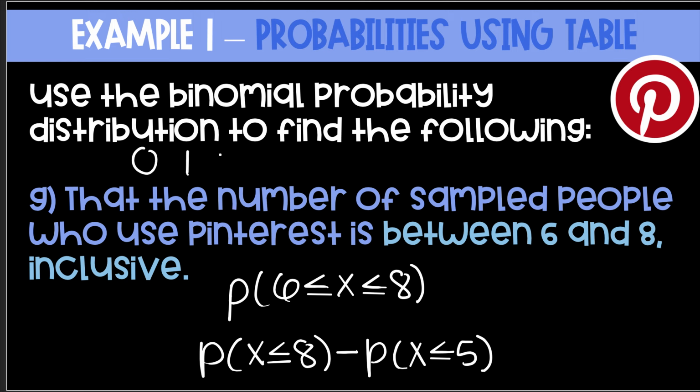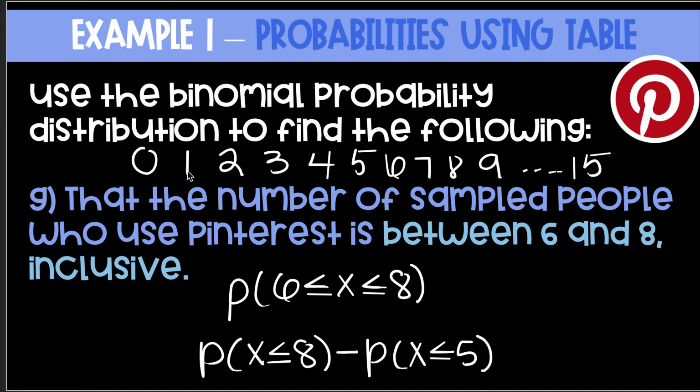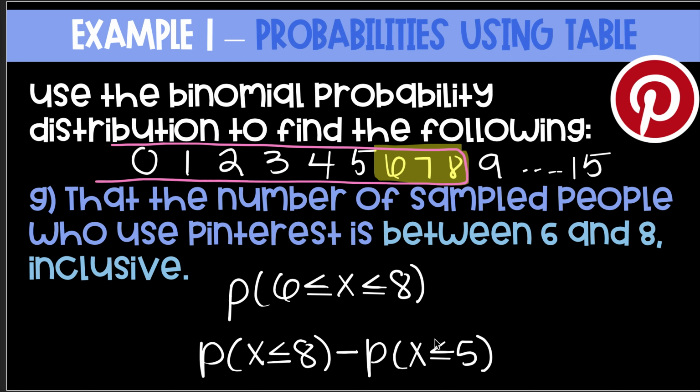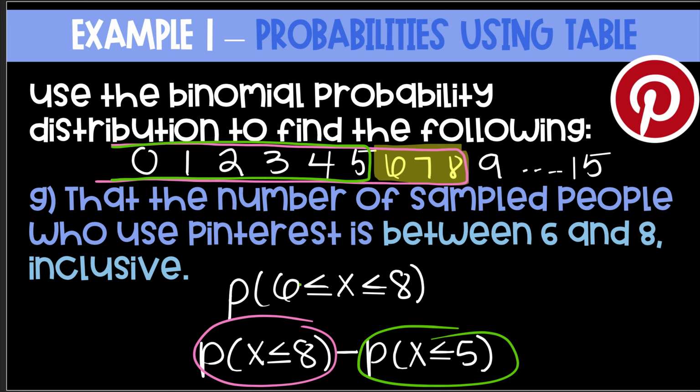This is because, let me highlight them. 5, 6, 7, 8, 9, all the way to 15 sample people. I want the probability between 6 and 8, including the 6 and the 8. I'm going to find the probability up to this point, which is this one right here. And then I'm going to subtract what I don't need. I don't need the probability up to 5, which is this one right here. Let's compute it using Excel.